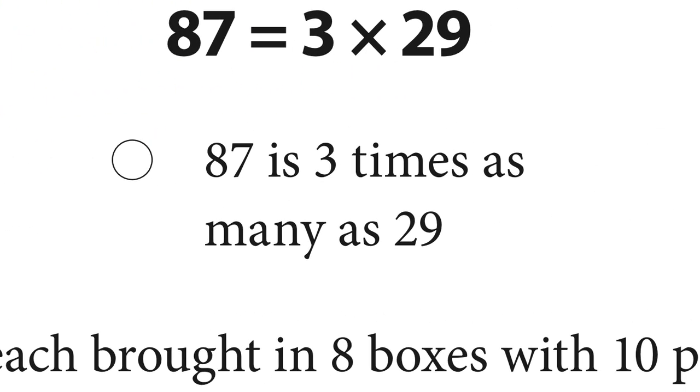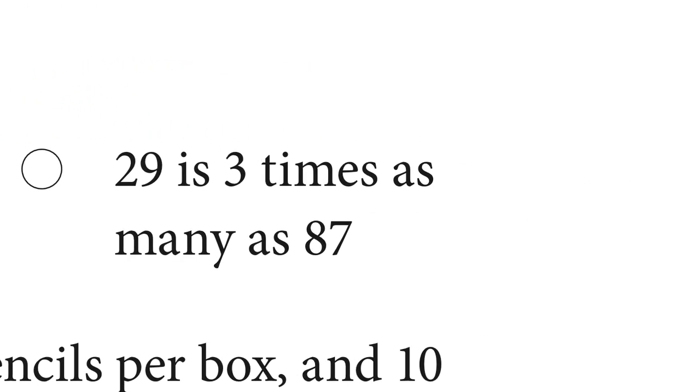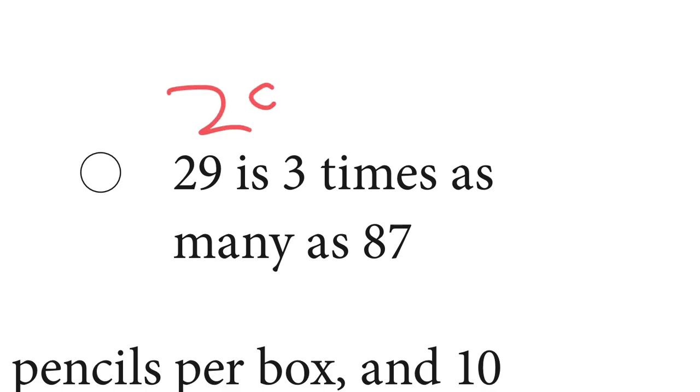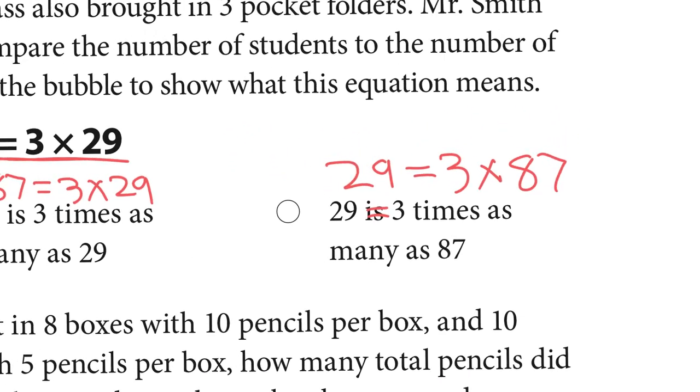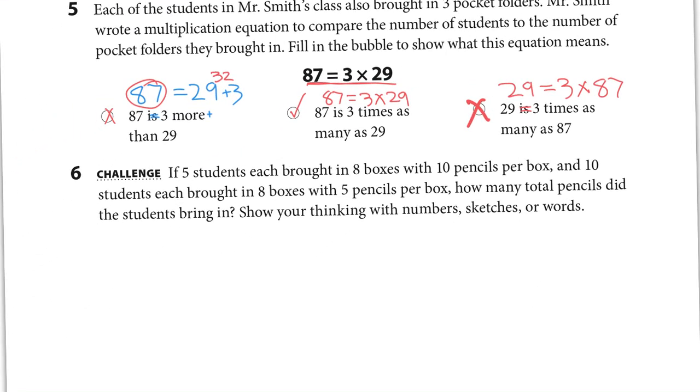87 is 3 times as many as 29. Holy moly, that matches this perfectly. So I kind of like that one, but just in case, let's come over here and take a look. 29 is, remember, equal to 3 times as many as 87. Whoa, that's not what that equation says. That's completely backwards. So I do agree that the middle one is probably what we want. I'm going to X that one out just so I know I don't want to choose it.